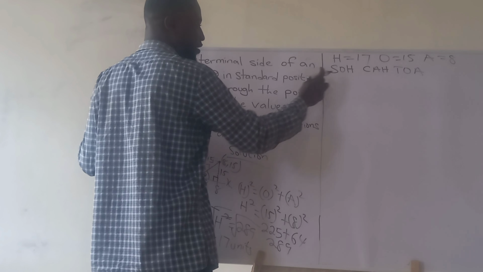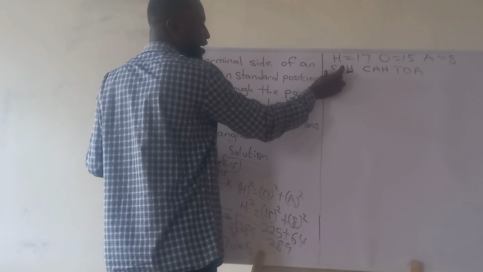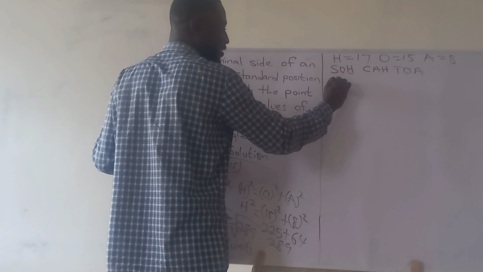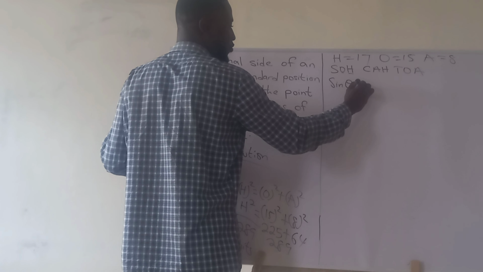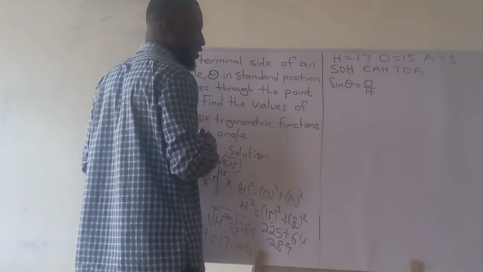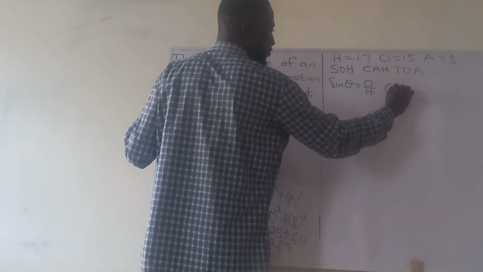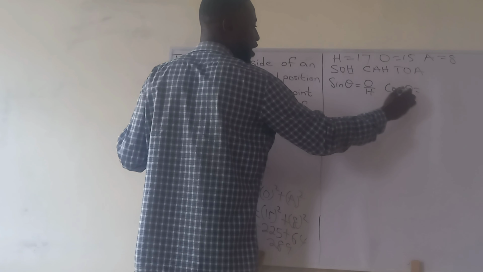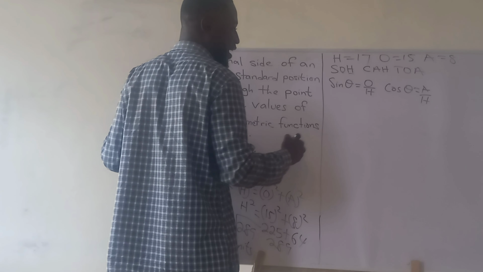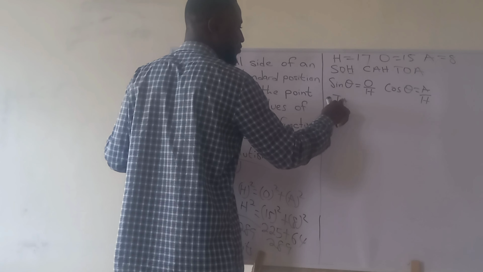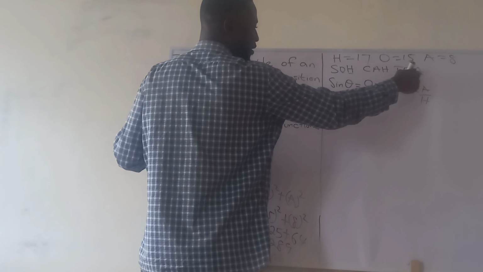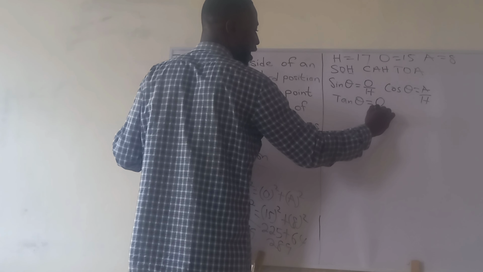SOHCAHTOA. Very, very easy. Our S here is for sine. So sine has a ratio of opposite and hypotenuse. So sine theta equals opposite over hypotenuse. And our cos theta will be equal to adjacent over hypotenuse. And our tan theta will be equal to opposite over adjacent, so O over A.